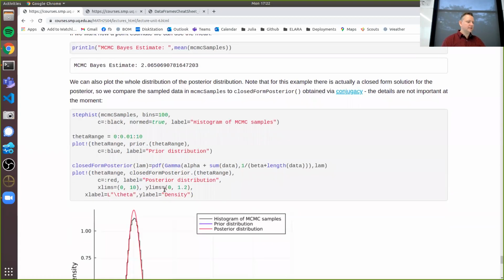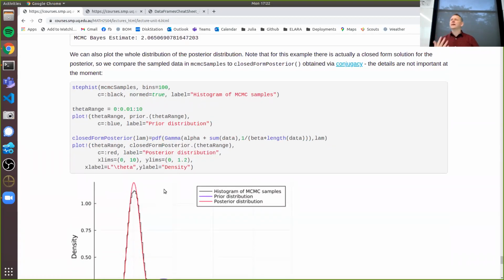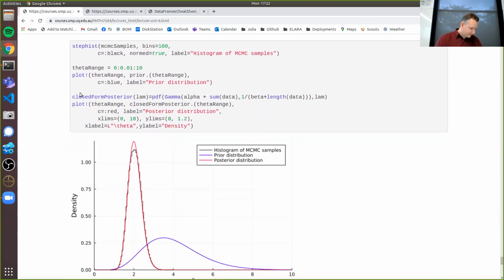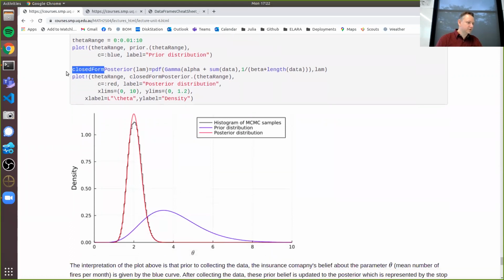Okay, but let's think about this. We've got gamma distributions and Poisson distributions, and they're mathematically quite simple, and we can actually solve this problem analytically. So here again, I'm not going to talk about it at all. We have this closed form, analytical solution of the posterior here.